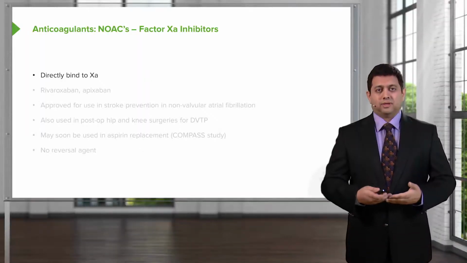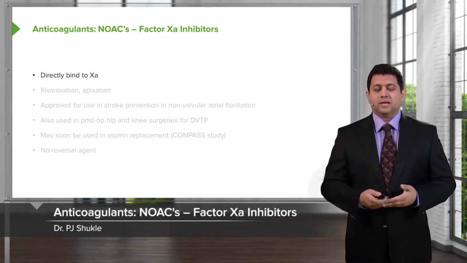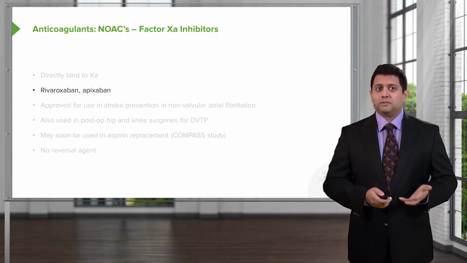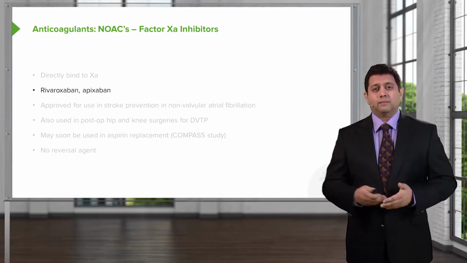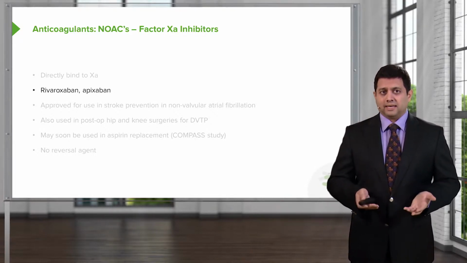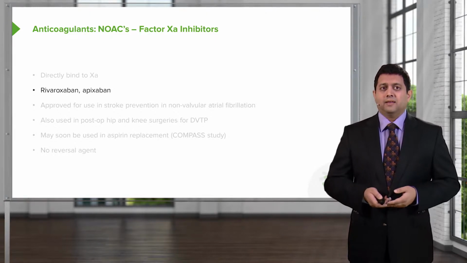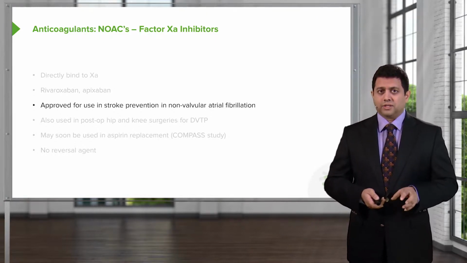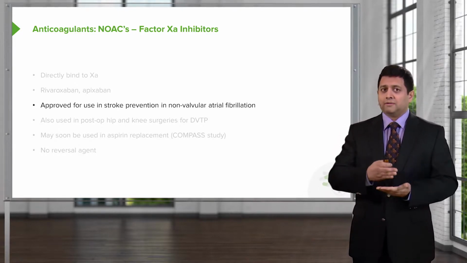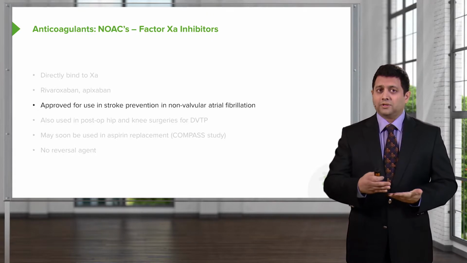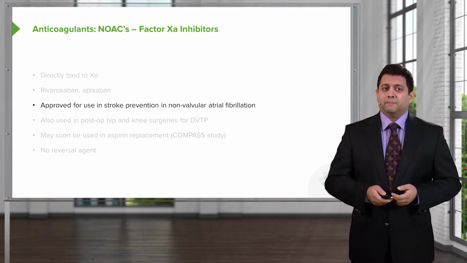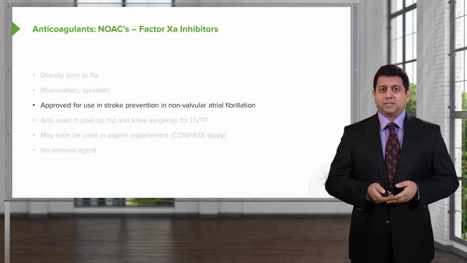The new class of drugs that are factor 10A specific directly bind to factor 10A. They are known as rivaroxaban and apixaban. There are a few more coming out in 2017 that you will also need to know. They all end in XABAN, so that's how you can remember them. They're approved for use in stroke prevention in non-valvular atrial fibrillation. Now, there are studies going on right now to figure out if we can use them in people with artificial heart valves and significant valvular disease as well. And we'll just have to wait and see if those indications come through as well.